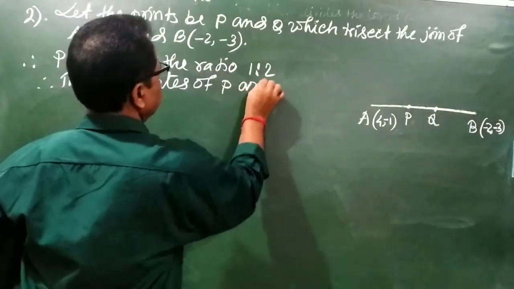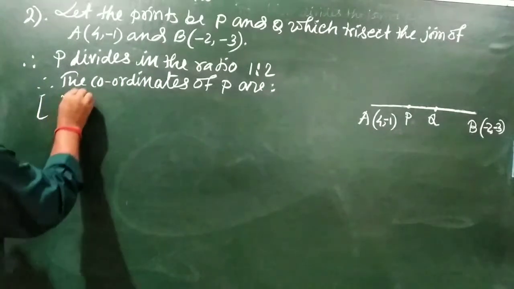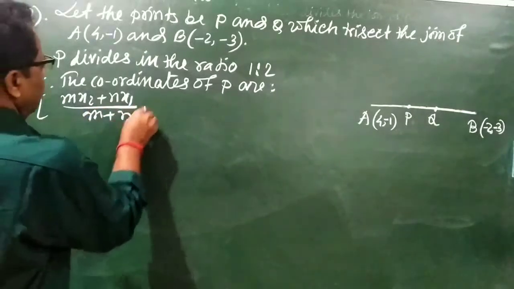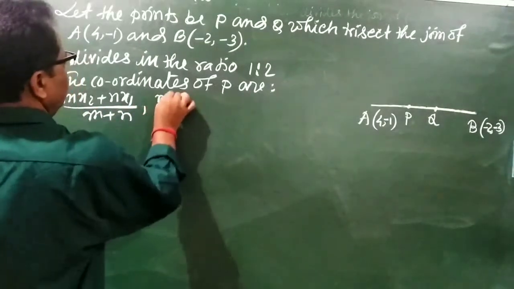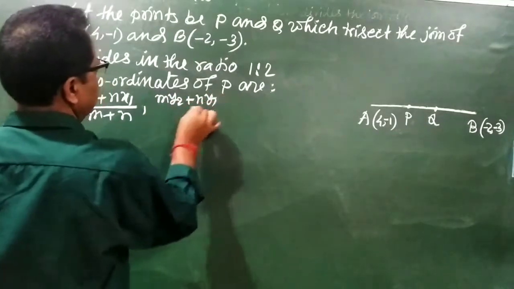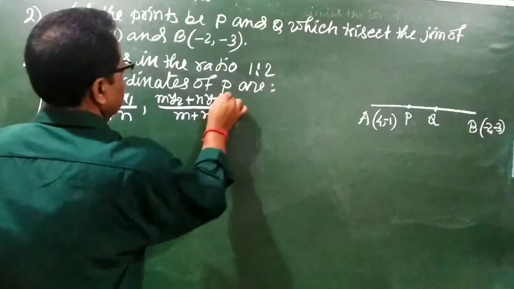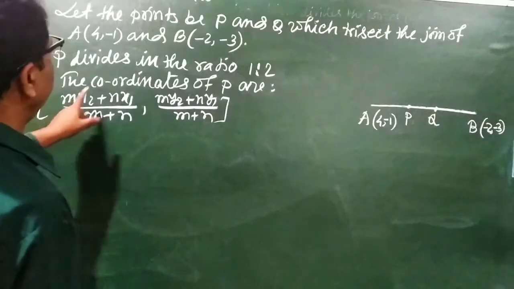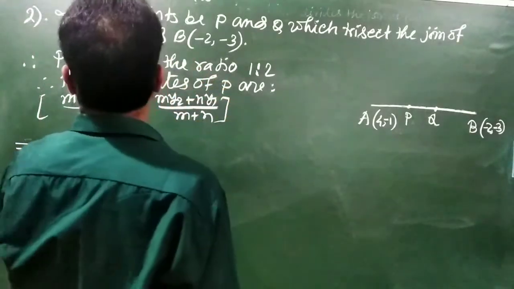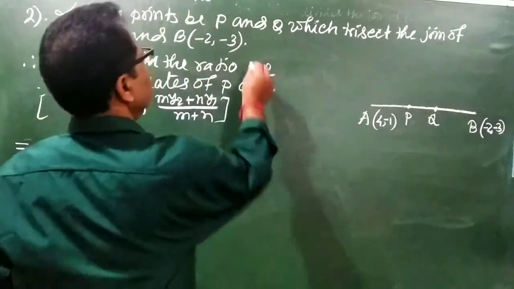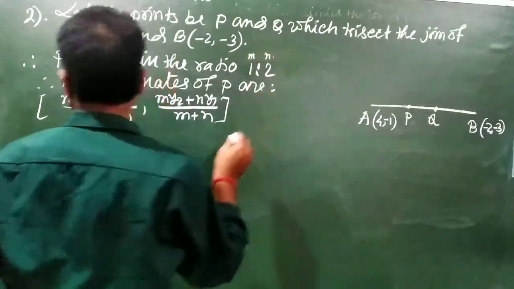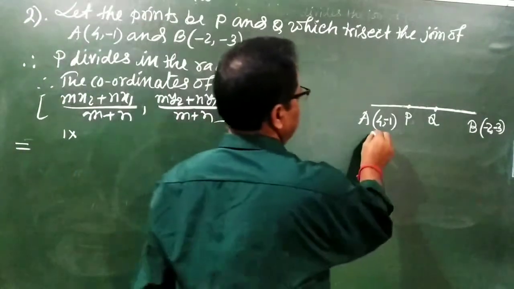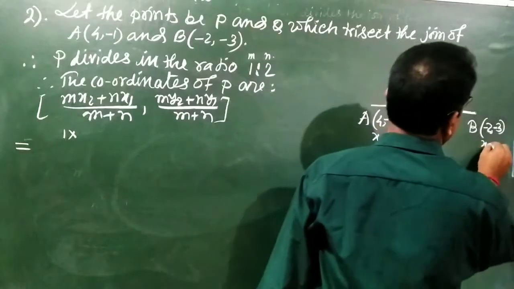are here, first one mx2 plus nx1 divided by m plus n, and the value for y is my2 plus ny1 divided by m plus n. So here ratio m is to n. So ratio will become here P divides in the ratio 1:2. So this is the value for m, this is the value for n. Then m is here 1 into x2. The value for x2, so these are x1, y1 and these are x2, y2.